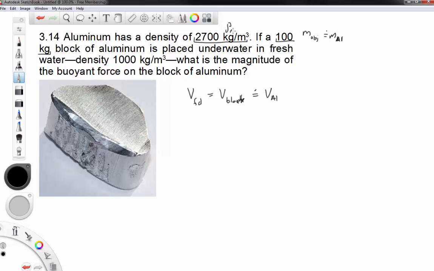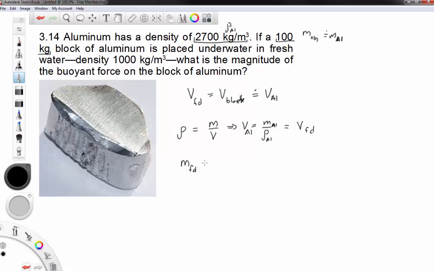So the density of aluminum is also given. This would be density of aluminum. And density is always going to be mass over volume. So that means that the volume should be the mass divided by the density. So we can have the mass of the aluminum and the density of the aluminum. That is in turn going to be equal to the volume of the fluid which is displaced, the water, in other words.